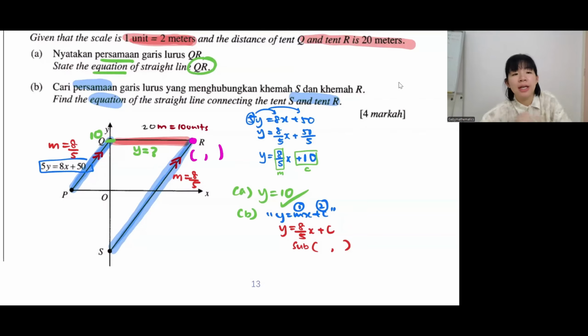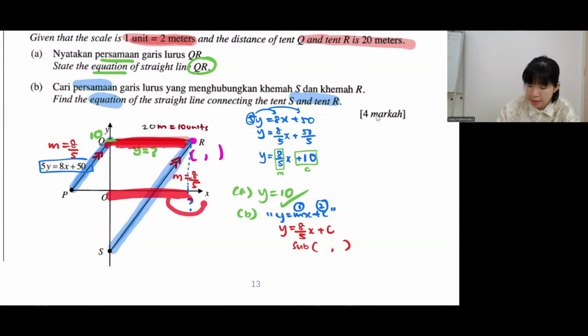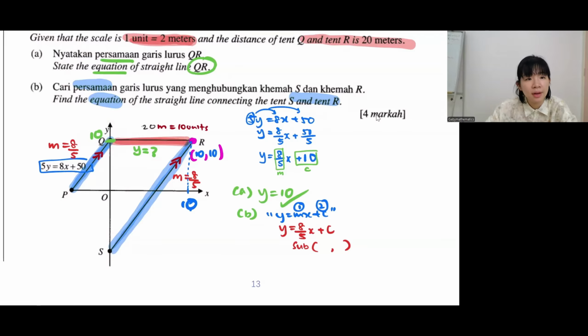What is the coordinate for R? Okay, guys, you tell me. You look for it first. What is the coordinate for R? So the x coordinate for R, if I go down here, how much? You know this line, the length is 10. So here must be 10, the x coordinate is 10. How about y? The y coordinate of R is pointing to 10 also. So it is (10, 10). We got the coordinate (10, 10).